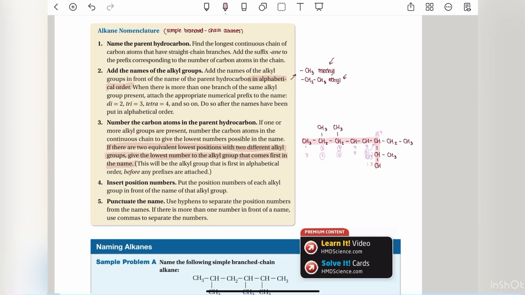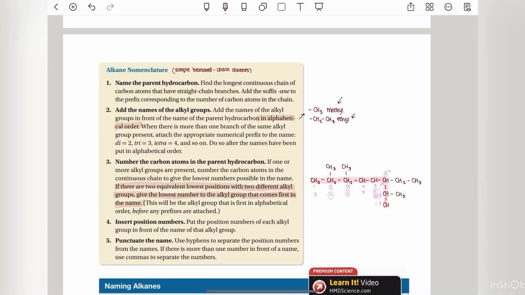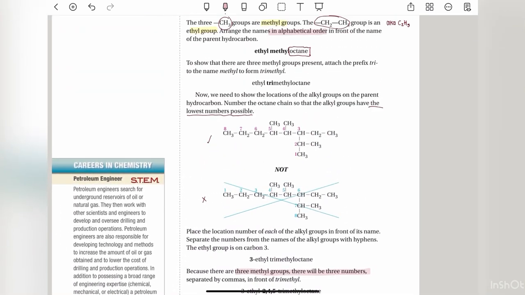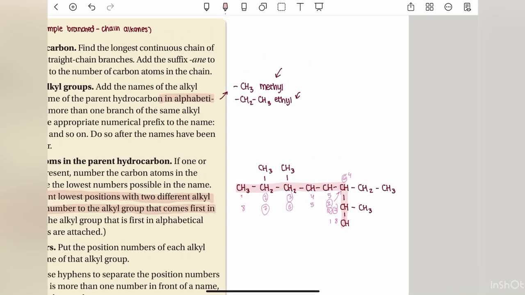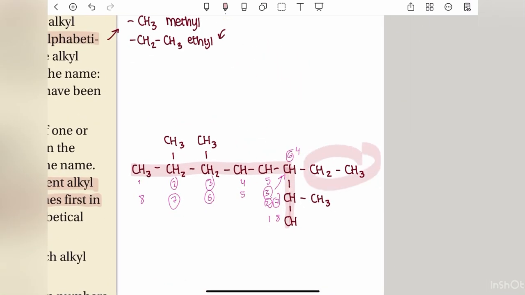So then we would look at the name. Up to this point, it would be ethyl methyloctane before any prefixes are added. Here, before any prefixes are added, this is to emphasize. Ethyl comes first. So ethyl is found here, and that's why we want to give ethyl the lowest number possible, and not any other alkyl group, not methyl in this case. So that is why we would number the parent hydrocarbon this way: 2, 3, 4, 5, 6, 7, and 8. 3. It has the lowest number.